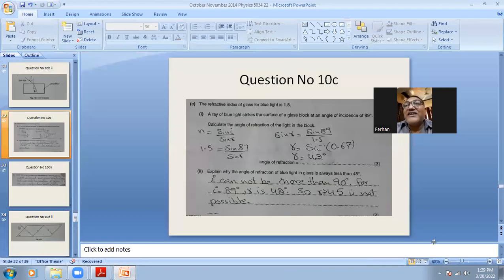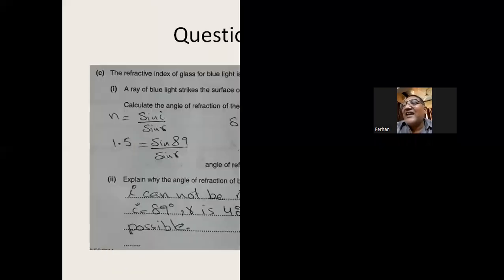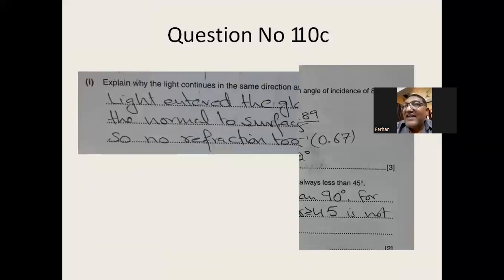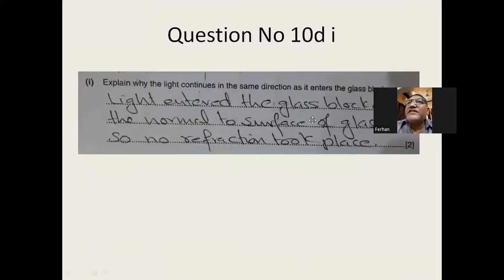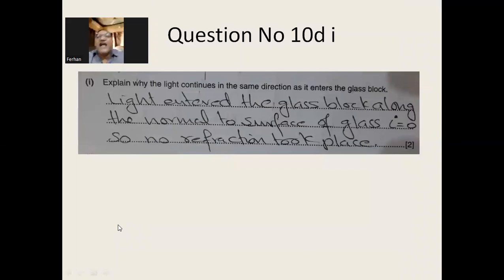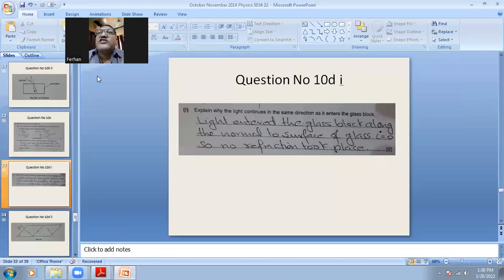So I hope you understand what I am saying, and let me show you the written answer. So here comes the written answer. It says light entered the glass block along the normal to the surface of glass. Angle of incidence here is 0, so no refraction took place.